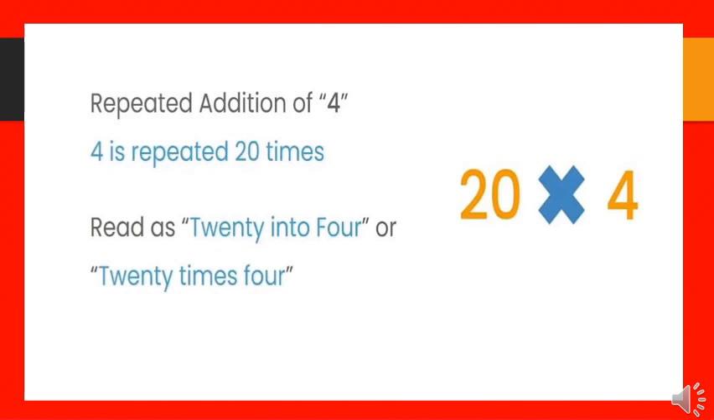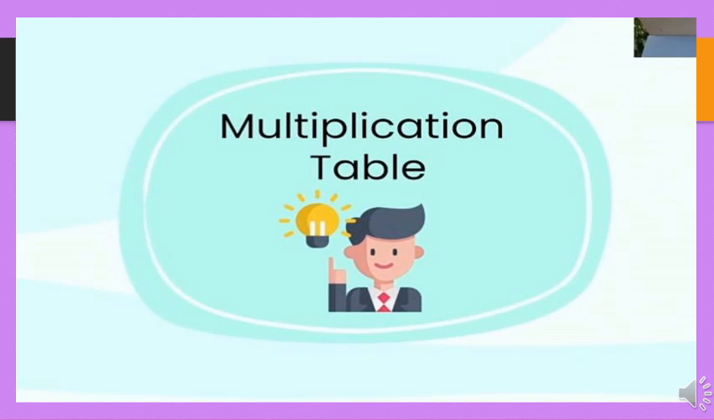So now we have taken this example problem, 20 into 4. Repeated addition of 4: 4 plus 4 plus 4 plus 4 plus 4 up to 20 times. Here the 4 is repeated 20 times. So we can use multiplication and read it as 20 into 4 or 20 times 4.